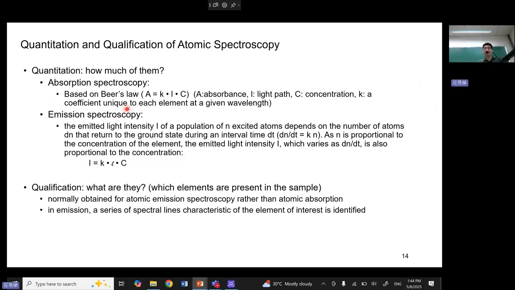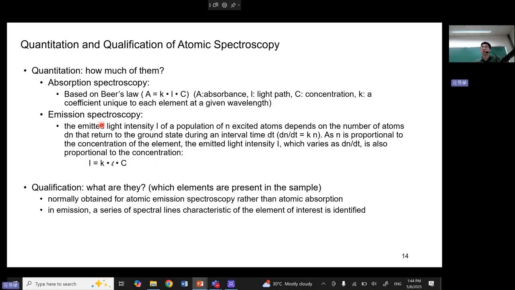So I kind of introduced it already. For absorption spectrometry, when it comes time that you want to do quantitation, we use Beer's law. Basically, when we have the absorbance, we know that absorbance is proportional to the concentration. Absorbance is proportional to the concentration of your target elements in the solution. So that's how we quantify it.